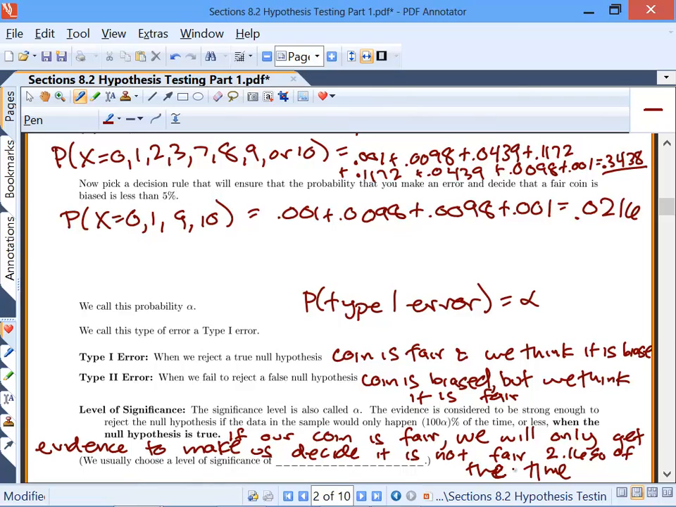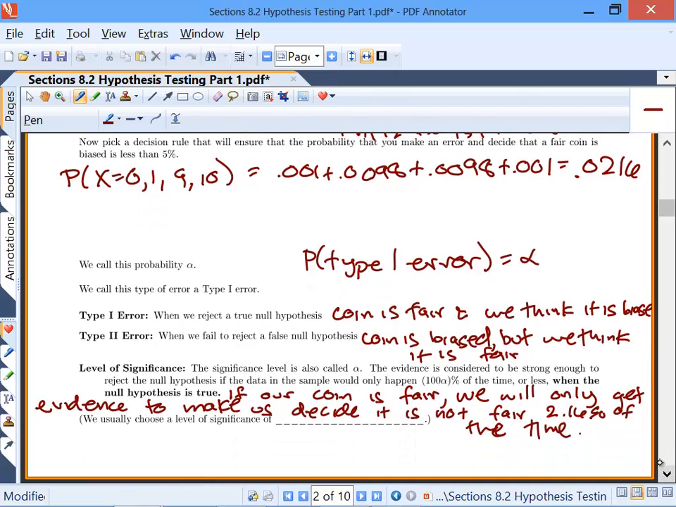So basically, it's just another way to reword the probability of a type 1 error. Okay. So if our coin really is fair, we're only going to get these extreme test values, or evidence that makes us think it is not fair, only 2% of the time. That seems pretty good. I can live with that kind of error, I think.